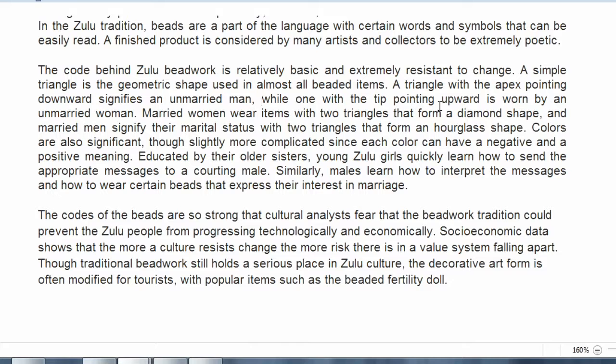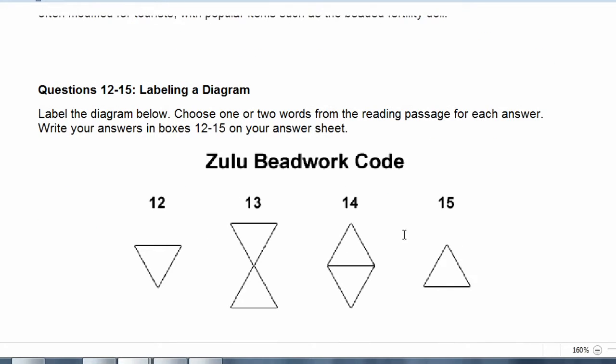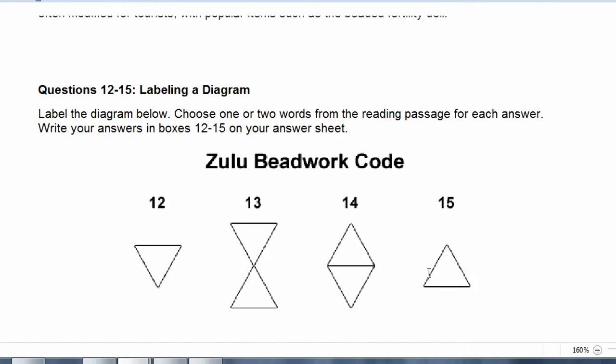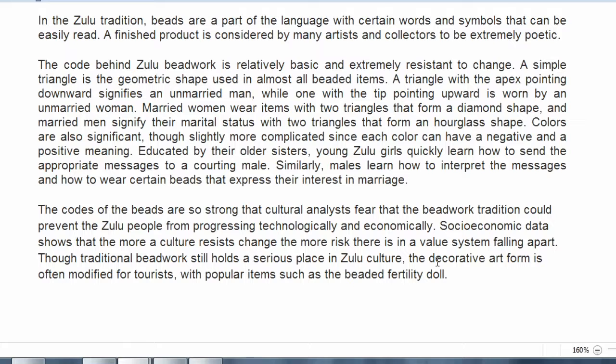While one with the tip pointing upward is worn by an unmarried woman. So it's easy now. This one is pointing upward, so this is for unmarried women. So our answer would be unmarried woman. Okay, so these are two words.